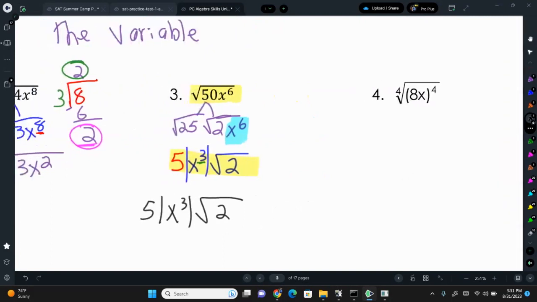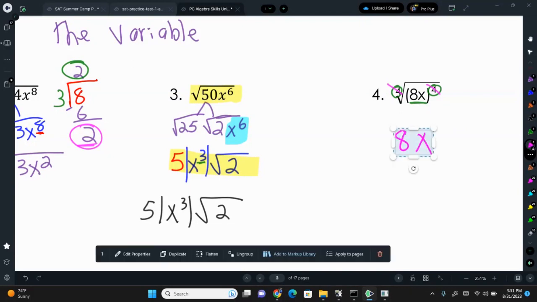Right, now number 4 right here, we have the 4th root of 8x to the 4th power. Well, when you have a fourth root, this whole thing is being raised to the fourth power. So we're going to treat that as just like one variable, one x. So the fourth root and the fourth power would cancel. So we would have 8x.